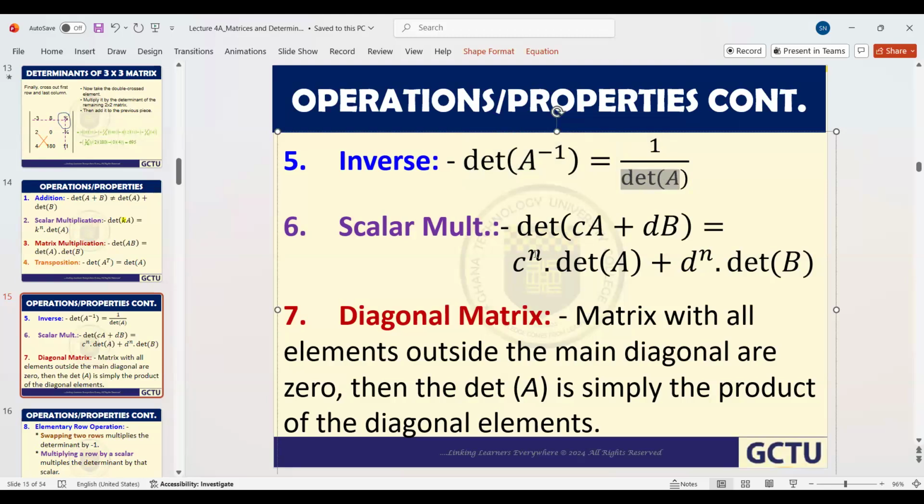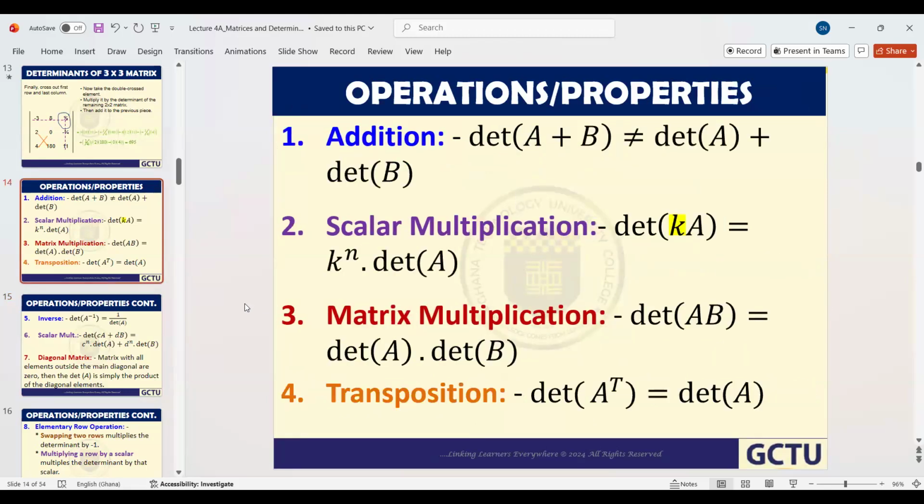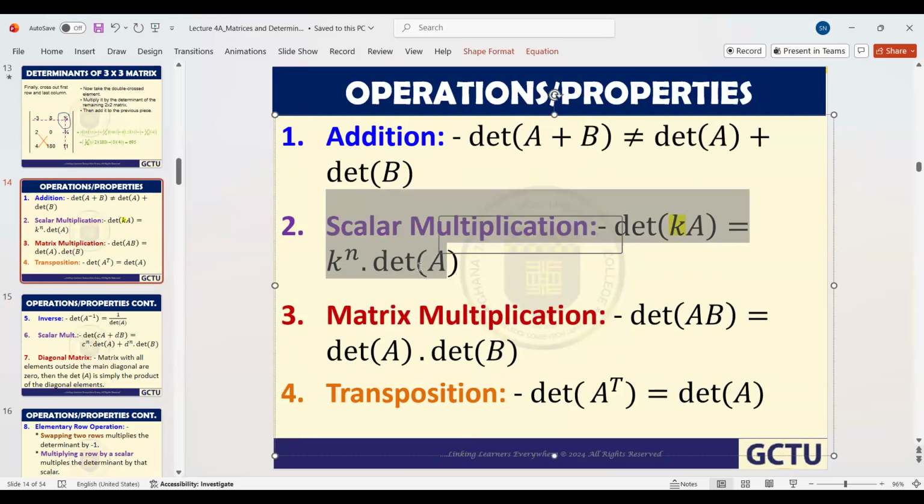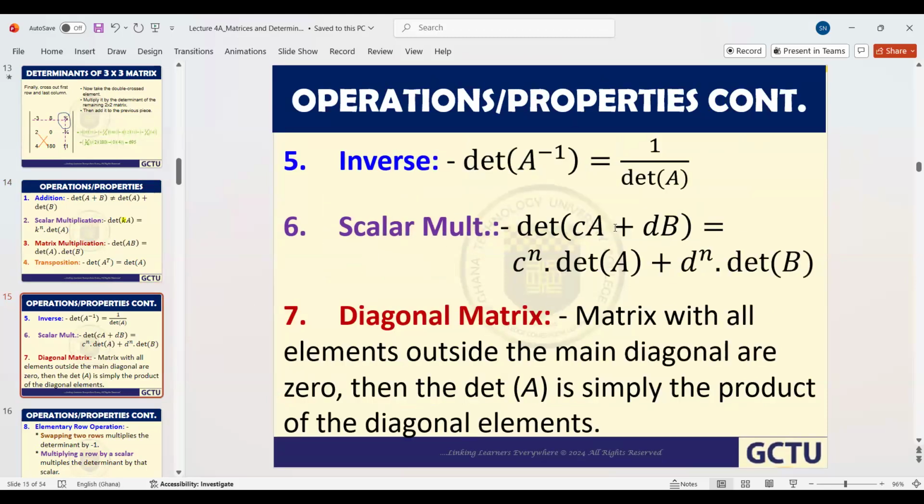The next property, sorry, the second property, number 2. What it's saying here is that when you have 2 matrices, A and B, and they are being multiplied by constants, the first one is multiplied by a constant C, the second one is multiplied by a constant D.